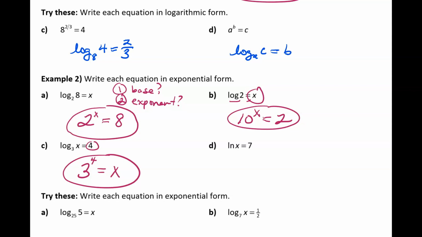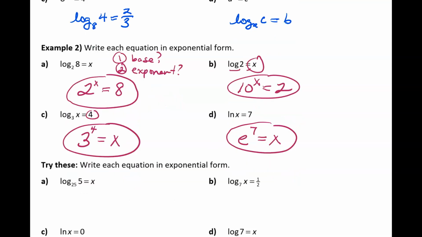And lastly, ln of x, or the natural log of x, equals 7. We have to ask ourselves, what is the base? And that would be e. And then next, what is the exponent? The exponent is what is on the opposite side of the equal sign from the natural log. So that would be 7, and that equals x.